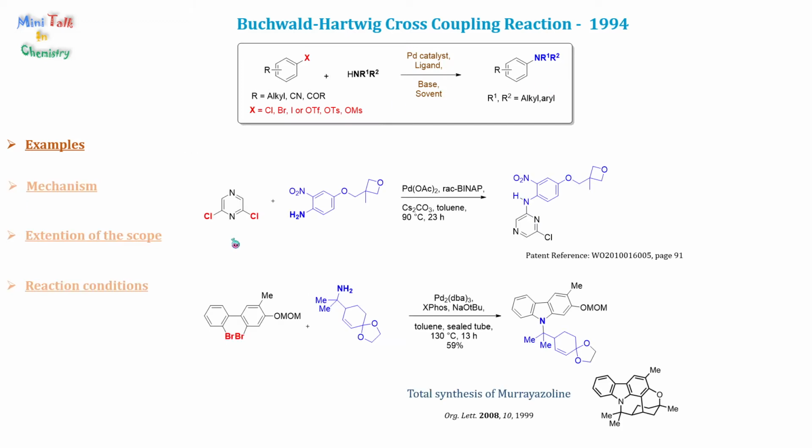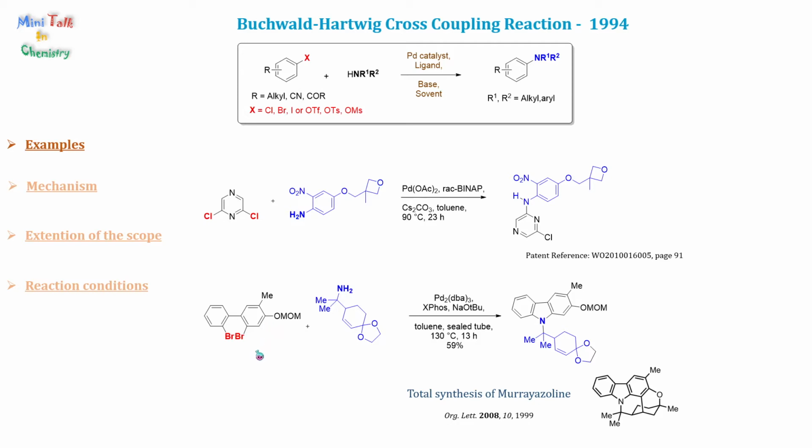The first example is a reaction between 2,6-dichloropyrazine and nitroaniline derivatives in the presence of palladium acetate, rac-BINAP, cesium carbonate in toluene at 90 degrees in 23 hours to form a secondary aryl amine. The long reaction time is probably due to the presence of a nitro group in the nucleophile partner.